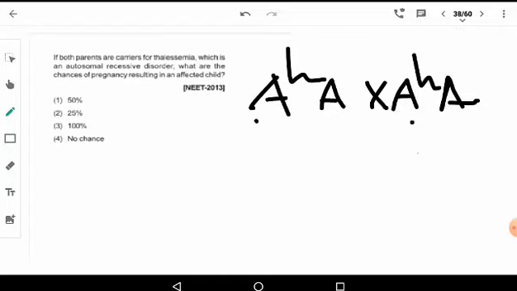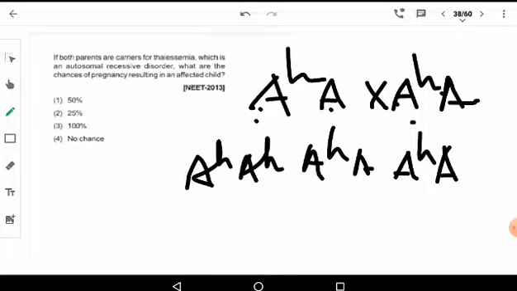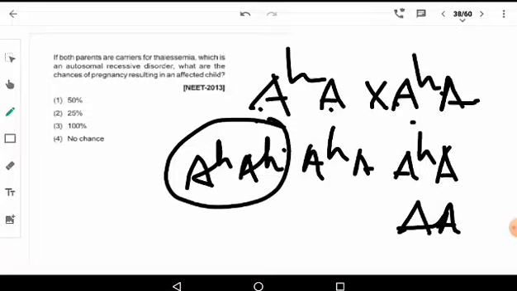So if this a is coming in contact with this a, that can result in aa, that is going to be affected. A and a will result in Aa, that is a carrier. a and A, again Aa carrier. A and A is going to be normal. So this is the only affected individual. So we can say it is 25%.